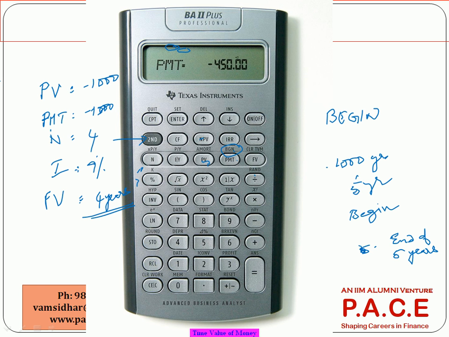After the PMT is done, you have this word called amortization. You click on that second and amortization. It will give you the first period, the second period. It will ask which period. Let's say you have made a 4-year here. You just say 2. It will give you the second period, the principal.